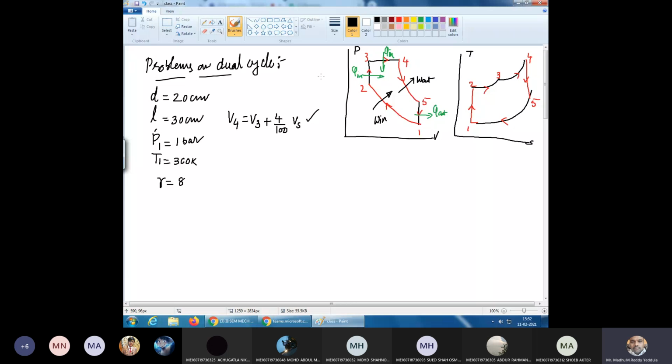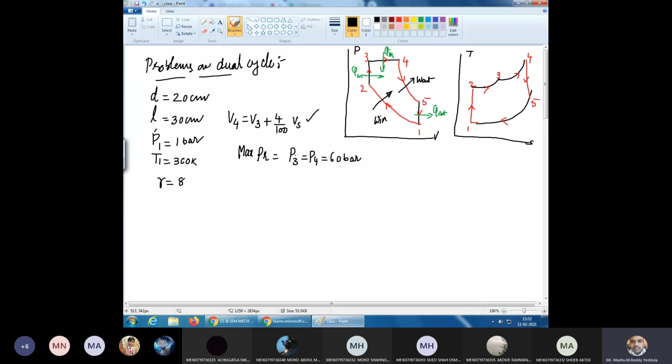If the maximum cycle pressure is limited to 60 bar, where is the maximum pressure? Maximum pressure is taking place at 3. P3 is equal to P4, that is equal to 60 bar. Make calculations for the thermal efficiency and work done for this cycle.